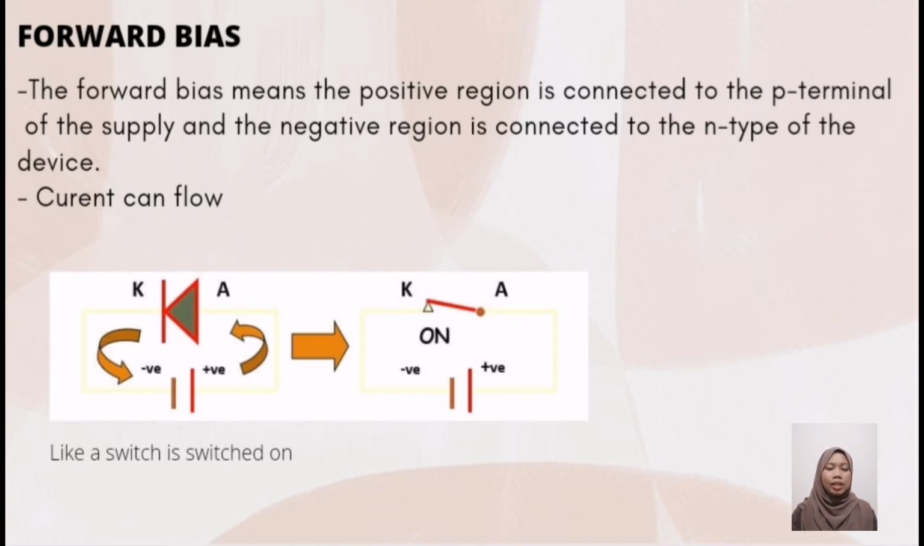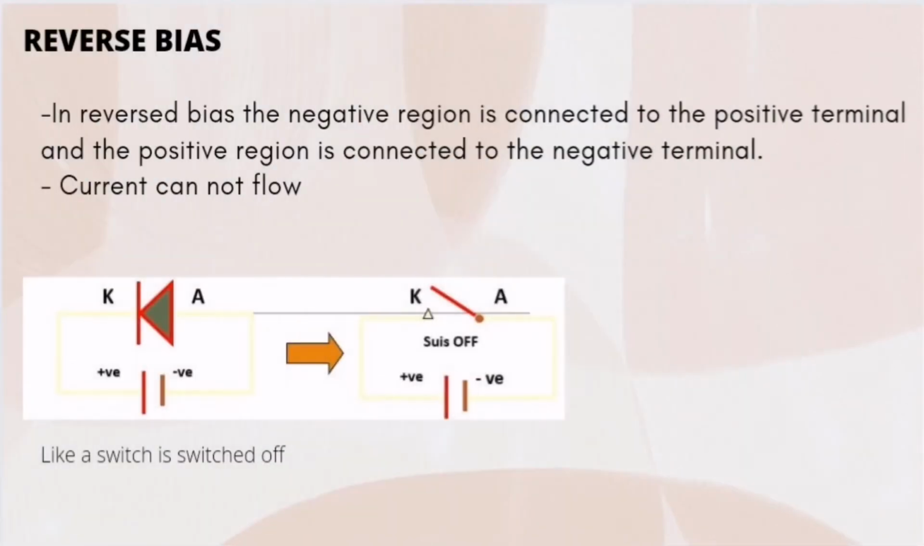In forward biasing, the external voltage is applied across the PN junction diode. This voltage cancels the potential barrier and provides a low resistance path to the flow of current. The forward bias means the positive region is connected to the P terminal of the supply and the negative region is connected to the N-type of the device. In reverse bias, the negative region is connected to the positive terminal of the battery and the positive region is connected to the negative terminal.